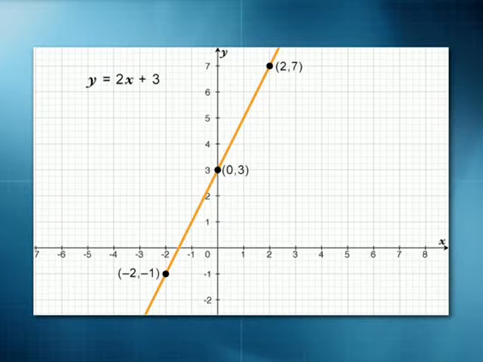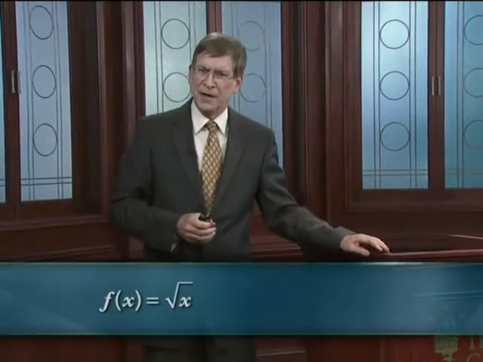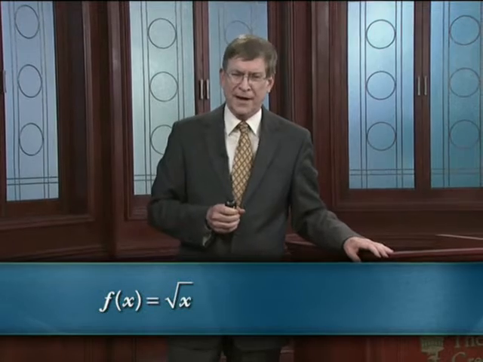Here's a graph of that linear function 2x plus 3. Notice it passes through those 3 points we evaluated, and we've joined them with a straight line. And this is a straight line of slope 2 and y-intercept 3. Let's do another example, slightly more difficult, but again, a very important example in pre-calculus and in calculus. The square root function. f of x equals the square root of x.